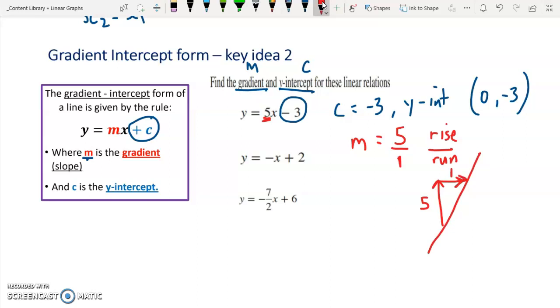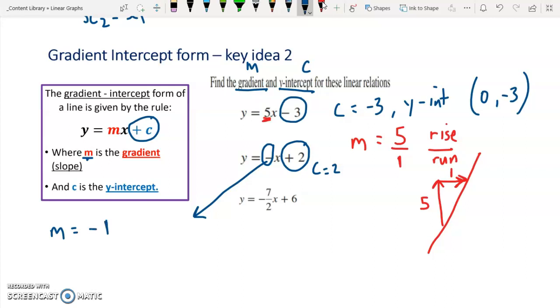Now, for our next graph, plus 2, so c equals 2. Now here's an interesting one. We've got a minus out the front of the x. I'm just going to take this one down here. So this means that m equals minus 1.